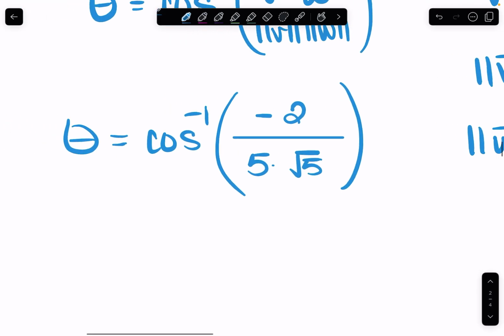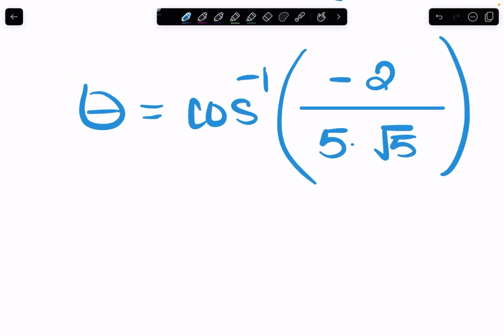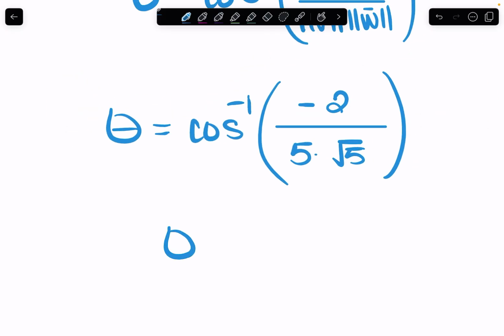So we go to our calculator and check your mode, where it says round to the nearest tenth of a degree. Make sure you are in degree mode or you will do this wrong. Second cosine, so we're doing inverse cosine of the ratio. I'm going to get my fraction template: negative 2 divided by 5 times the square root of 5. And we get 100.3. So theta is 100.3 degrees.